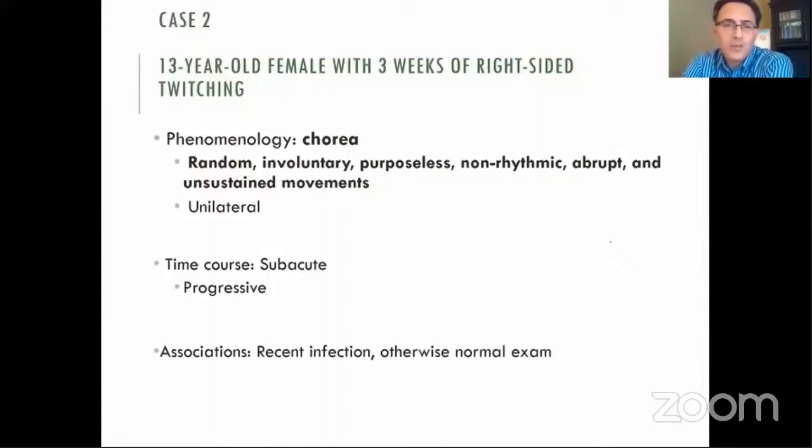The distribution of these symptoms is unilateral because these are only present in the right upper extremity. The time course is subacute within a few weeks, but has been progressive. And associations of note include recent history of infection, but otherwise normal exam.